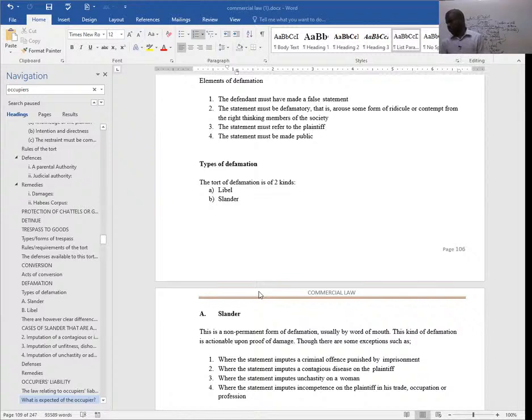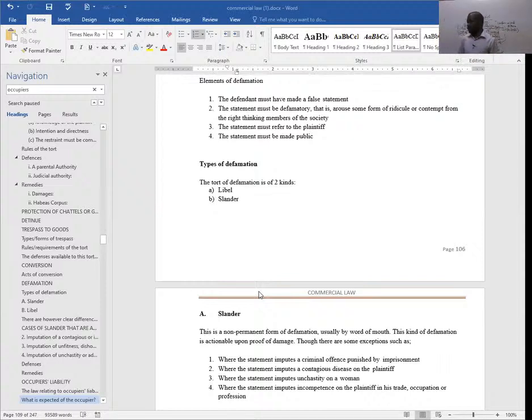Then number two, where the statement imputes contagious disease on the plaintiff. A contagious disease basically spreads very, very fast. So today someone accuses Becky, maybe says that Becky has a particular disease which is very contagious, yet it is not true about Becky. So Becky doesn't have to wait for the repercussions to happen. Immediately she hears of such, she can bring the action in a court of law, and it will be allowed by the court to be heard as a case against the defendant.